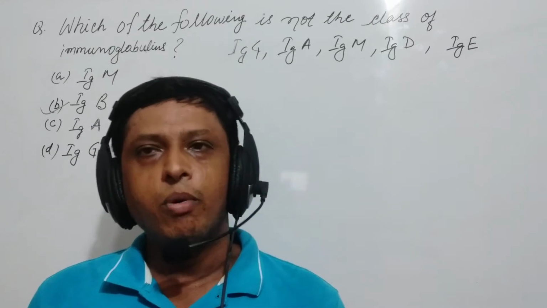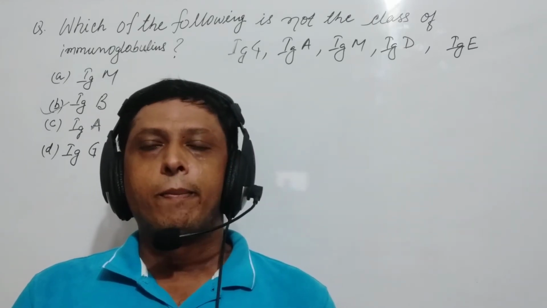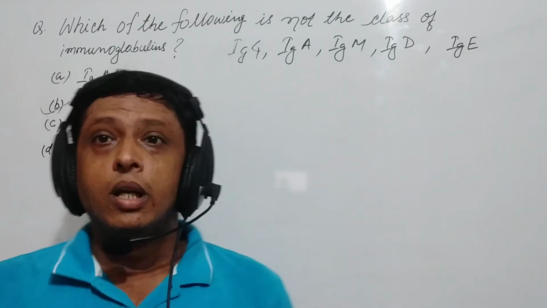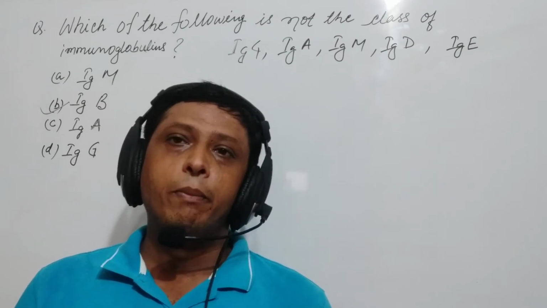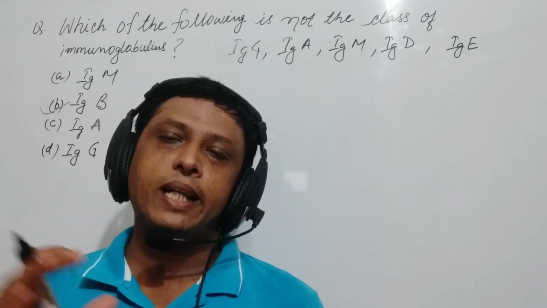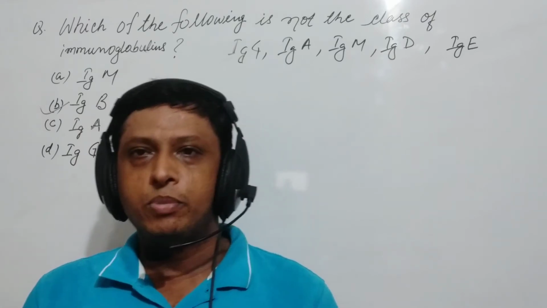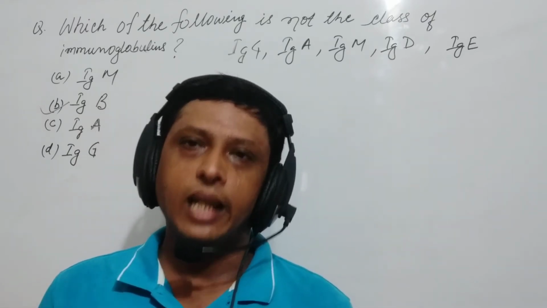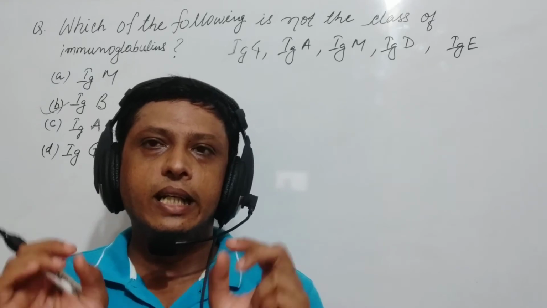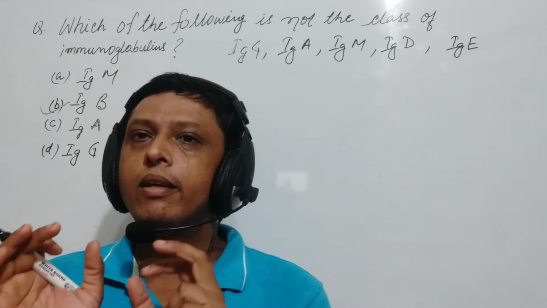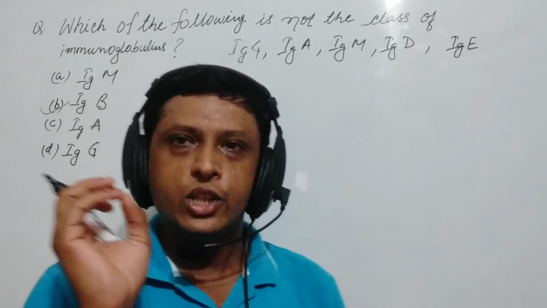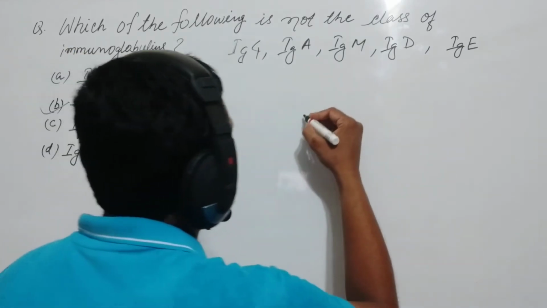Immunoglobulins or antibodies are glycoproteins made up of 4 polypeptide chains. The polypeptide chains are of 2 types, heavy chain and light chain, and the chains are interlinked by disulfide bonds. Let us draw the figure of an antibody.